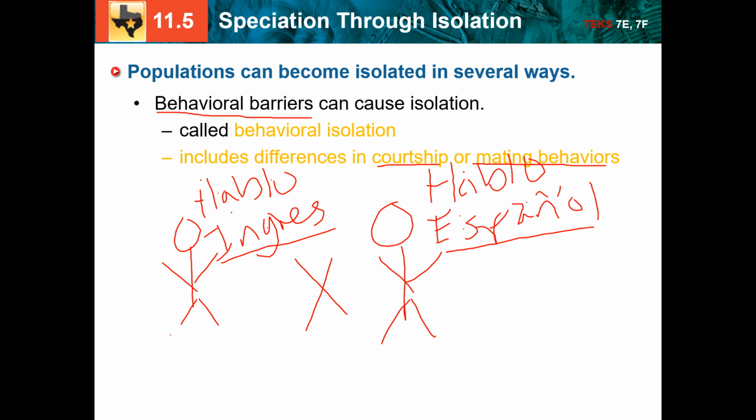Not that if you speak Spanish and someone speaks English, you can't get together and do all that. But it reduces the chance. If you can speak the same language, if you have similar personalities, then you're more likely to get together and become a couple or a thing or whatever and mate and have offspring.